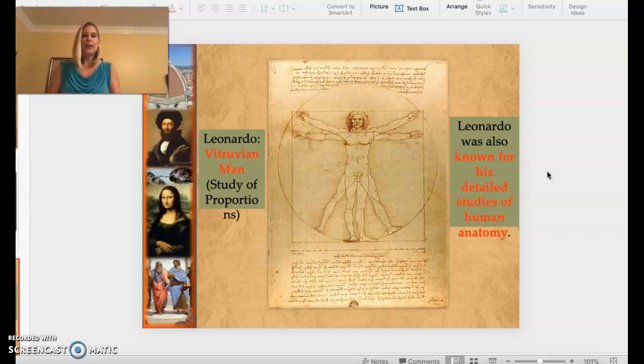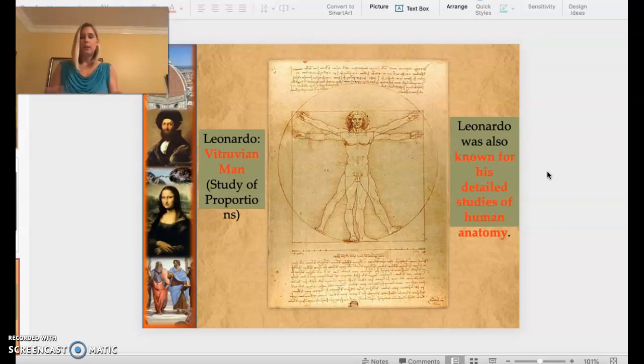This particular sketching that you see here is titled The Vitruvian Man. So make sure you write that down. And that's, of course, one of his well-known sketchings, and you see it reproduced in the medical world.